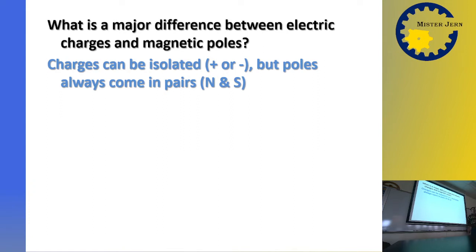All right. So no matter what, even if you get down to the size of an atom, an iron atom will have a north pole and a south pole. Okay. Even a spinning electron will have a north pole and a south pole.